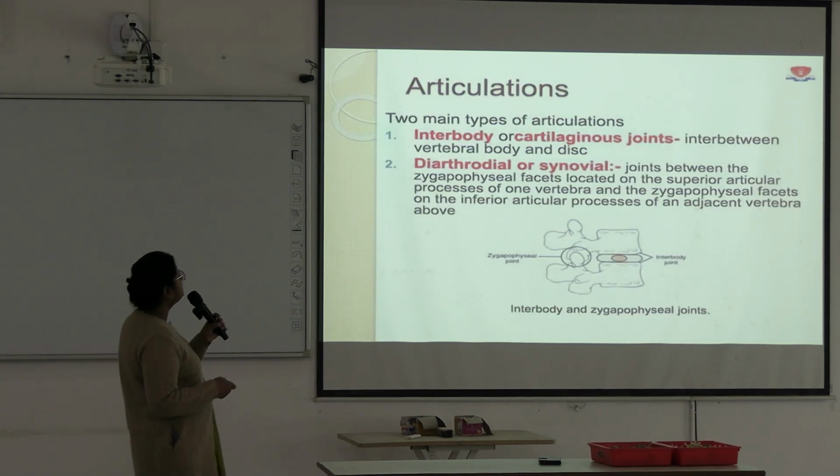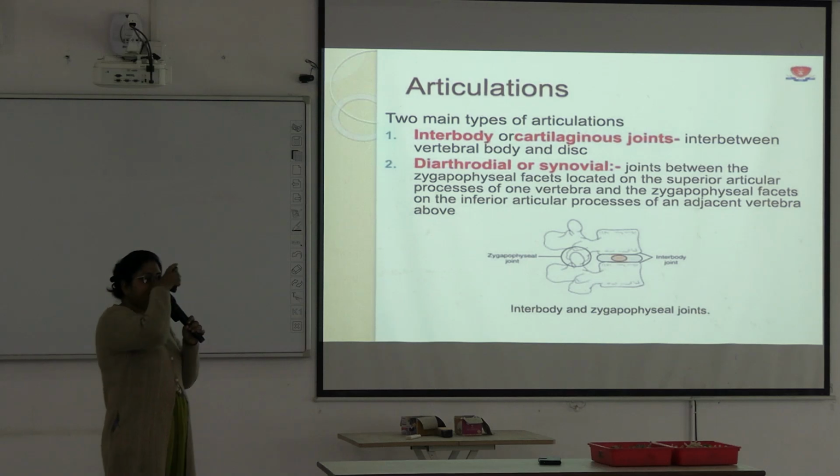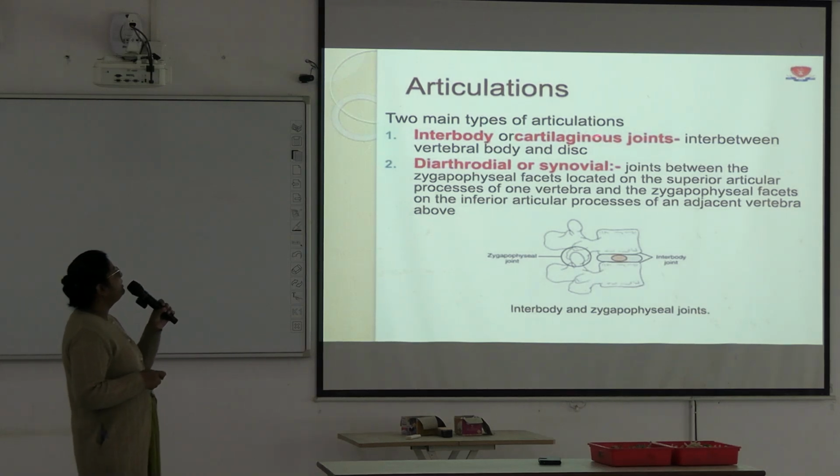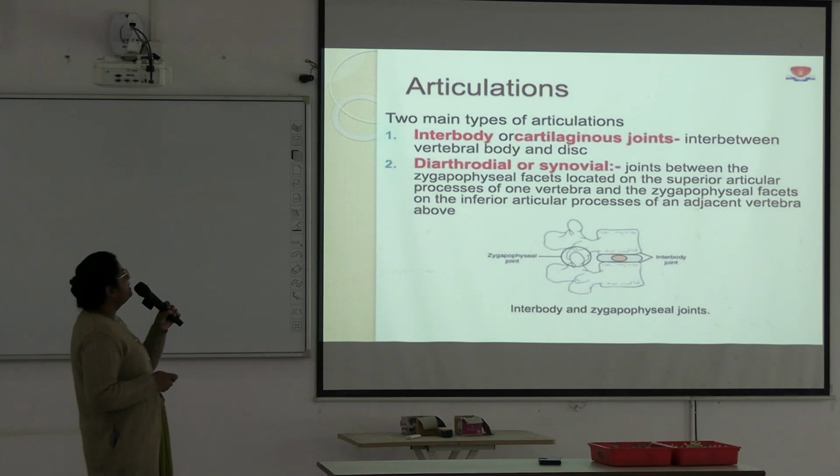Next, what are the articulations of the vertebra? Two main articulations are there. Interbody or cartilaginous joints between the vertebral body and the disc.